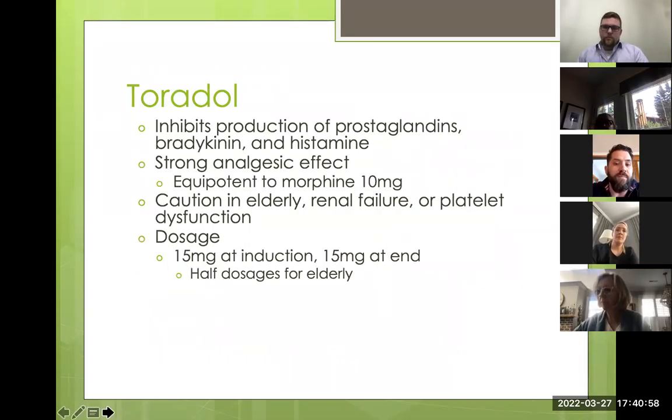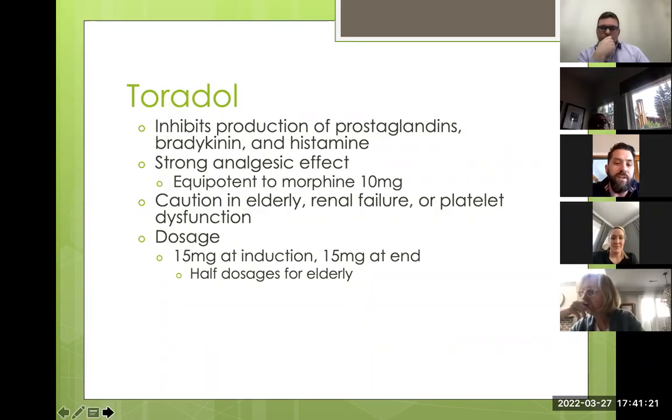Toradol inhibits production of prostaglandins, bradykinin, histamine. It's about as equipotent to morphine, 10 milligrams. If you're giving it to an elderly patient, anyone over 65, no more than 15 milligrams. If they have an elevated creatinine level, I don't give it to them. And also be cognizant if they're on Plavix or some type of platelet inhibiting medication, you may want to hold off on that.